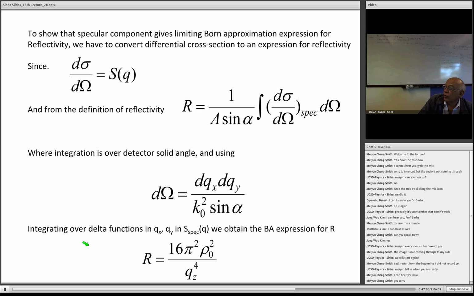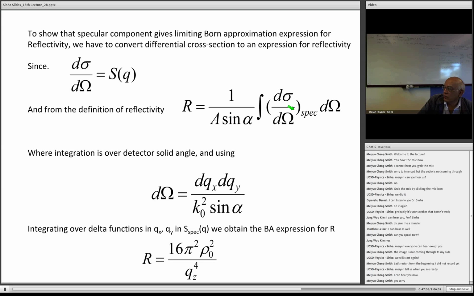Now, the specular component is the limiting Born approximation expression for the reflectivity, and it should reduce to the Fresnel reflectivity apart from this roughness factor e to the minus qz squared sigma squared. And to show that, we note that the differential cross-section is simply S of Q. But from the definition of specular reflectivity, we have to calculate the reflected beam integrating over all solid angles into the detector and divide by the fraction of the incident beam that was intercepting the substrate, and that's given by this expression here.